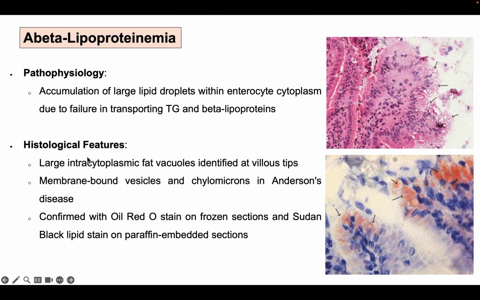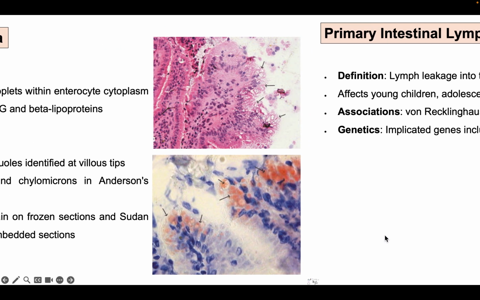So what is the pathogenesis? Accumulation of large lipid droplets within the enterocyte cytoplasm due to failure in transporting triglyceride and beta lipoprotein. You can see the histopathological findings here: large intracytoplasmic fat vacuoles identified at the villus tip, membrane-bound vesicles and chylomicrons in Anderson's disease, confirmed with oil red O stain on frozen section and Sudan black lipid stain on paraffin-embedded section. So this is the oil red O stain.